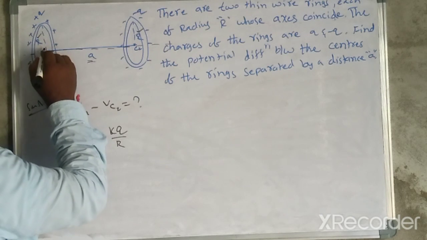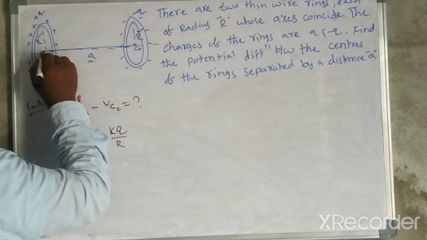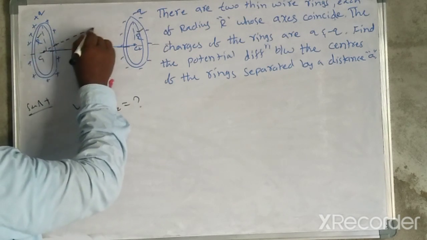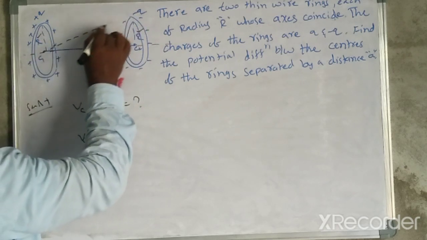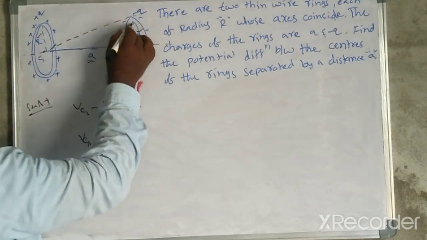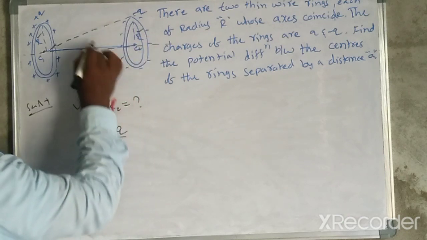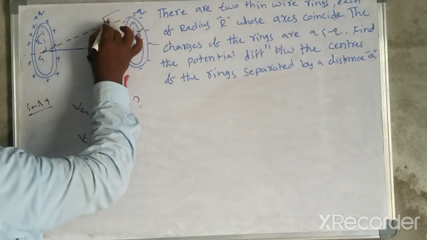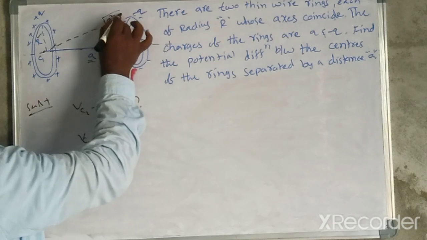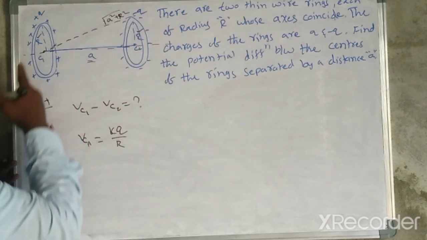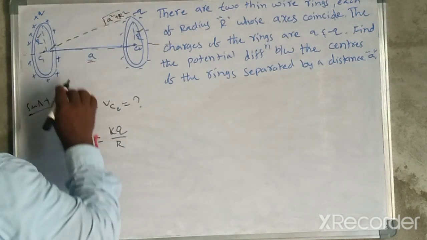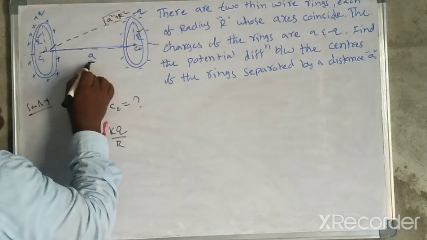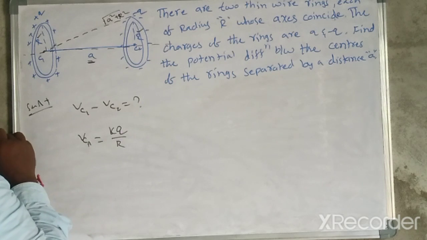So due to this one you may write this is the distance between them. So here the R, here the A, this value is nothing but under root of A square plus capital R square. This is the distance between one ring to another ring. So here A is nothing but the coaxial coincide distance.